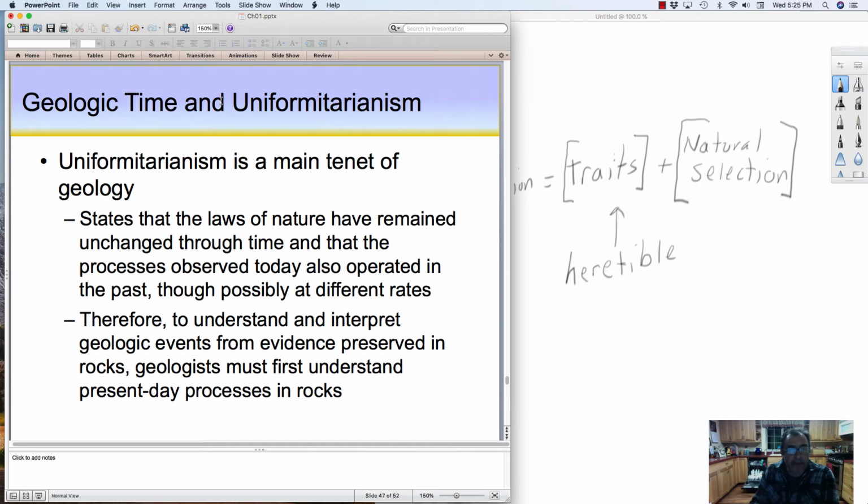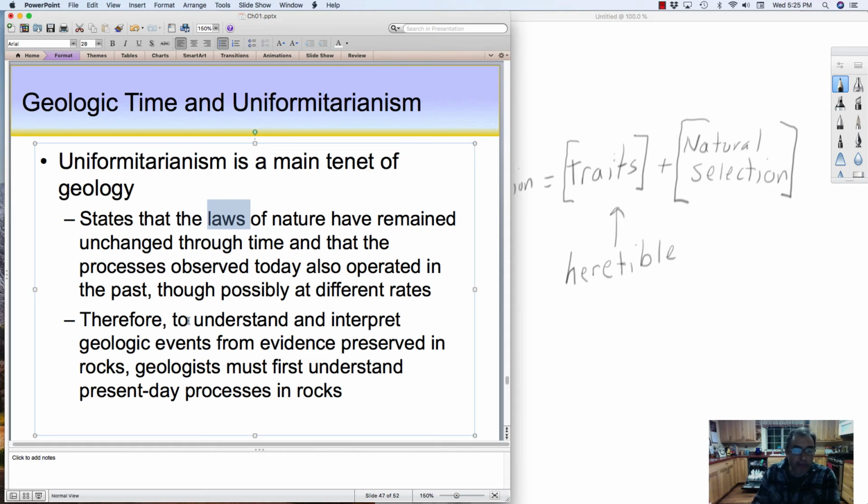And then this other idea of uniformitarianism, well, this is one of the main tenets in geology. Because we interpret the past, we need to look at the present, because what this principle states is that the laws of nature, like gravity, conservation of energy, electromagnetism, the nuclear forces, weak force and strong force, have remained unchanged through geologic time. Nature plays fair, follows the same rules today as it did 4.5 billion years ago.